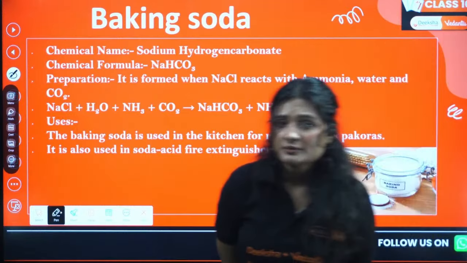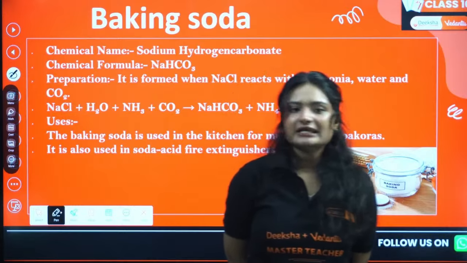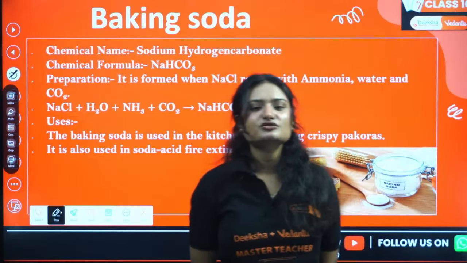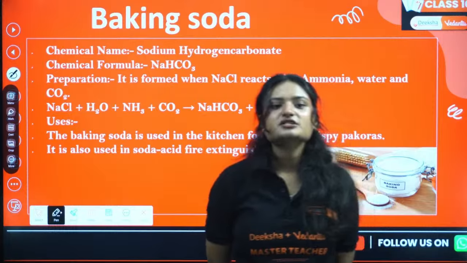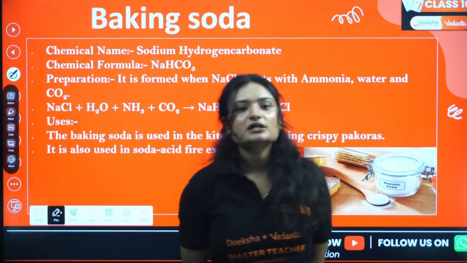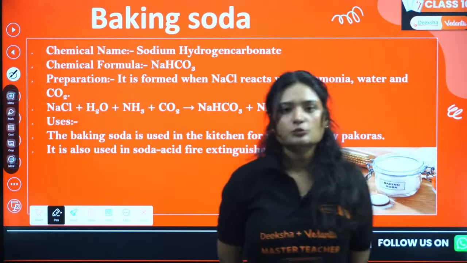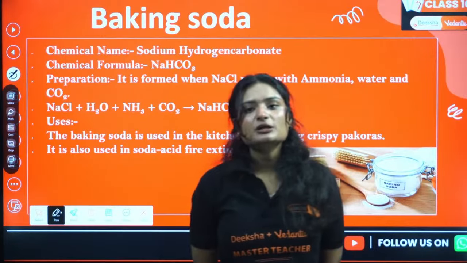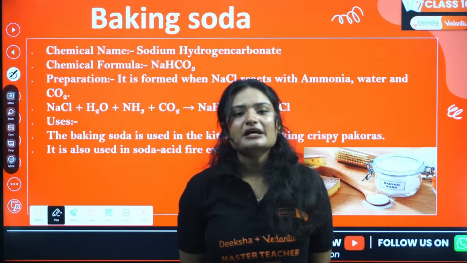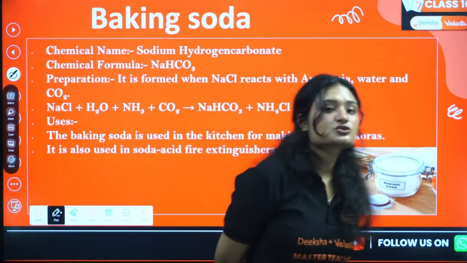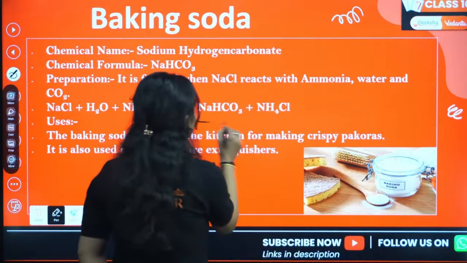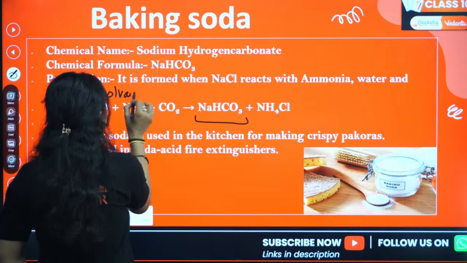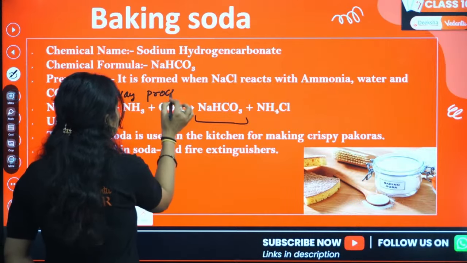How do you synthesize sodium hydrogen carbonate? Again, you take a brine. What is brine? A concentrated solution of sodium chloride. We put ammonia in it and pass carbon dioxide gas through it, and that's how you get sodium hydrogen carbonate. This process is called the Solvay process. Actually, this is part of the Solvay process.